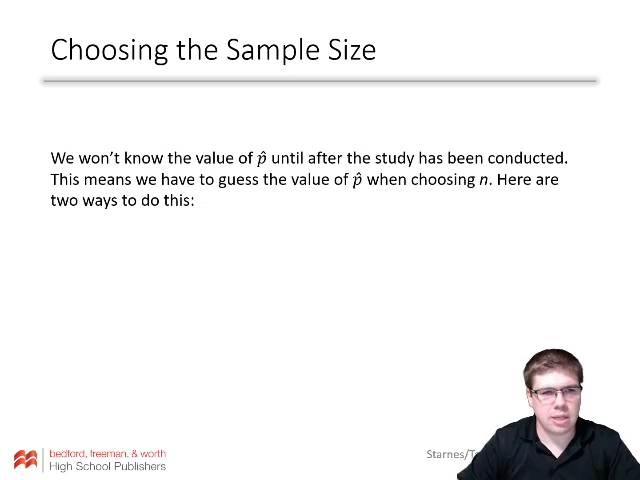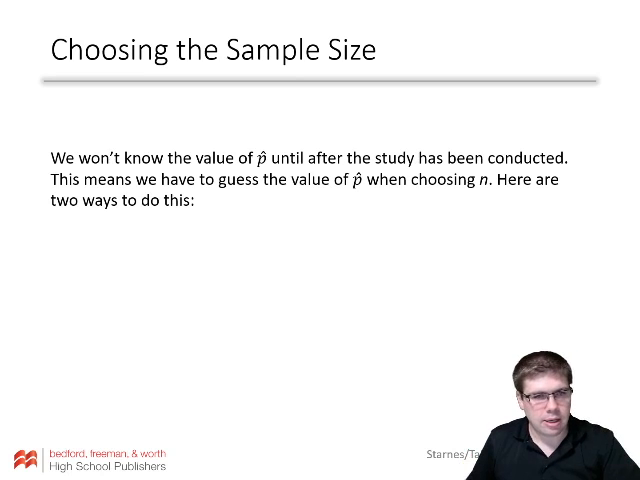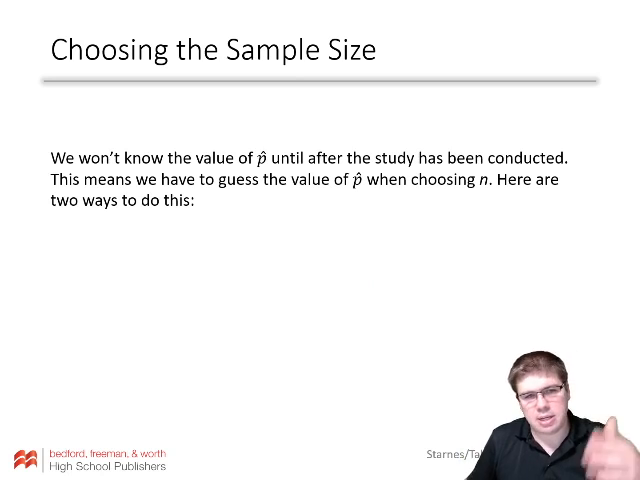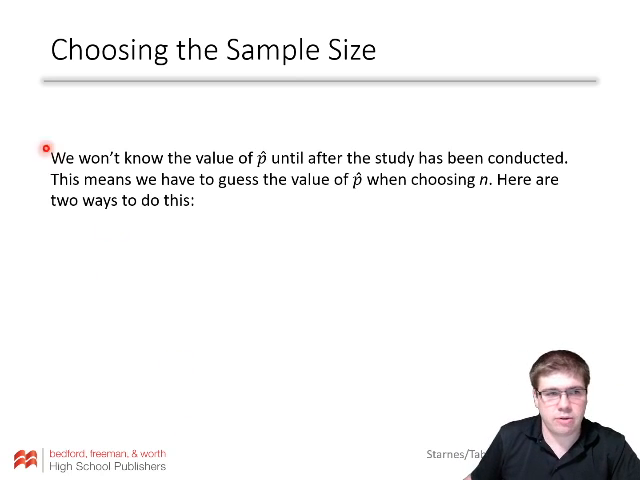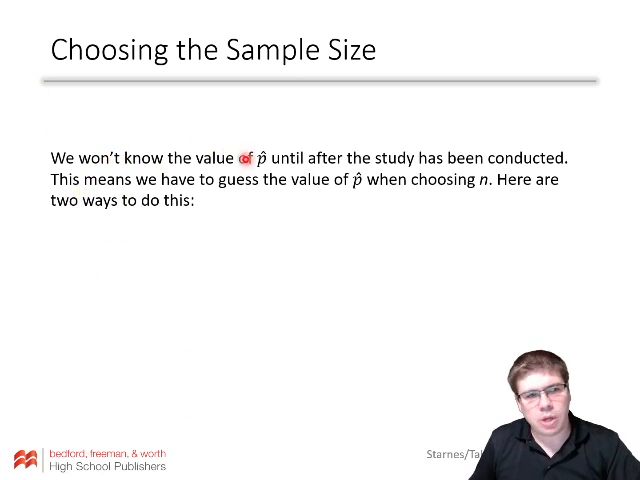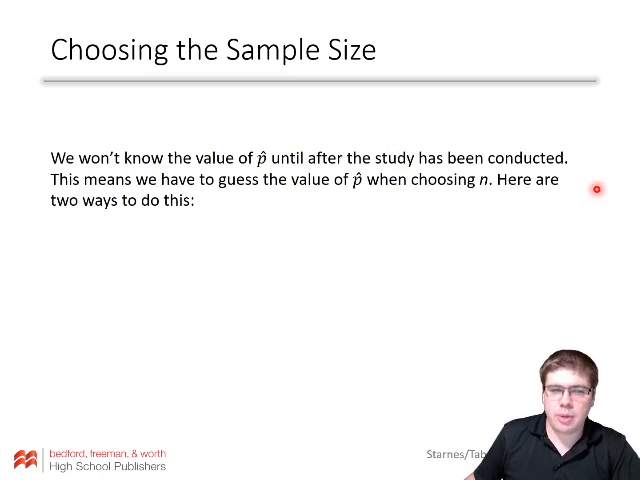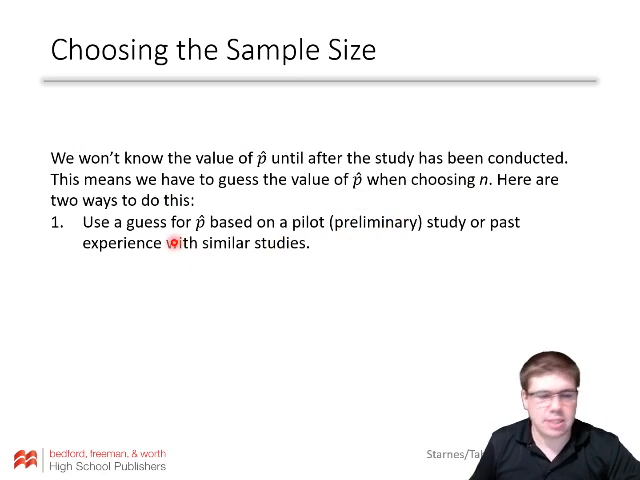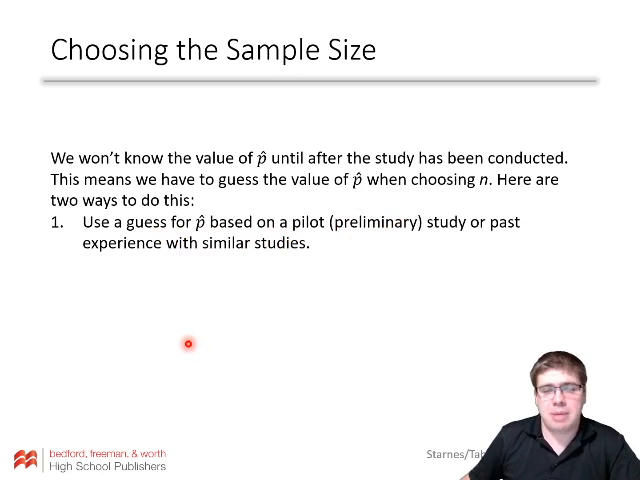What we might use is some p hat we get from a pilot study. We might just have to use some other estimate or conservative guess. So we won't know what the value of p hat is until after we conduct a study, which means we have to guess a value for p hat when choosing n. Here are a couple of ways. You could just use a guess for p hat based on some pilot study or past experience, and then calculate the appropriate sample size based on that.